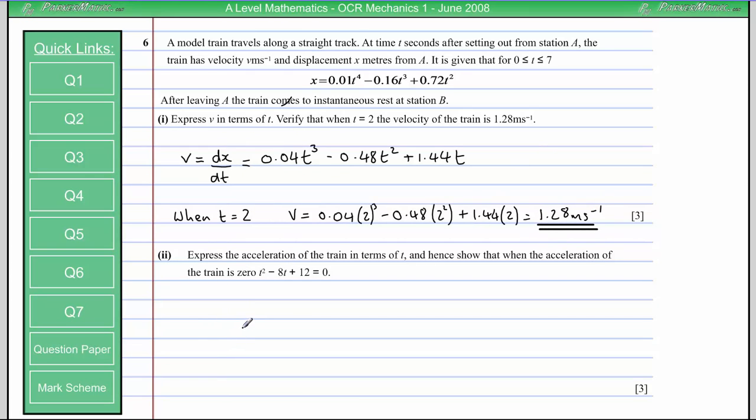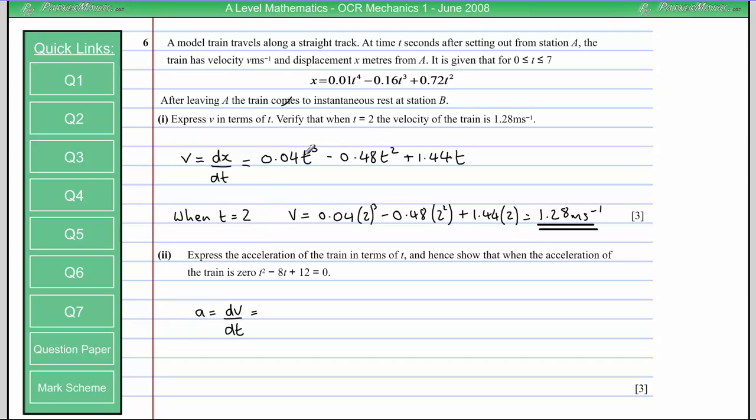For part 2, we need to express the acceleration of the train in terms of t, and hence show that when the acceleration of the train is 0, t squared minus 8t plus 12 equals 0. Well, the definition of acceleration is that it's the rate of change of velocity, which is dv dt. So all we've got to do to find the acceleration is differentiate our expression for velocity.